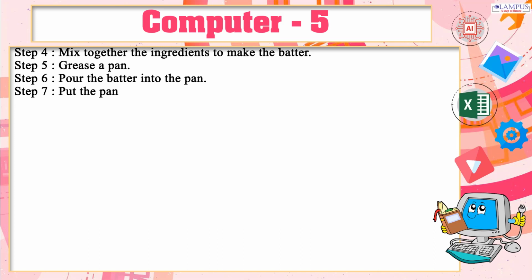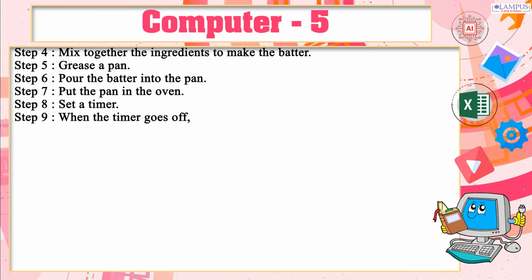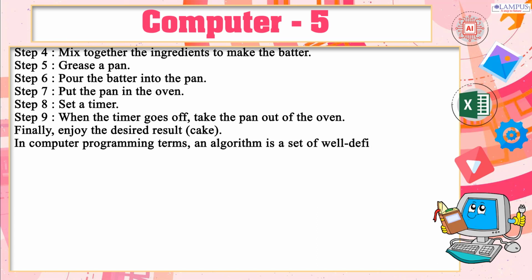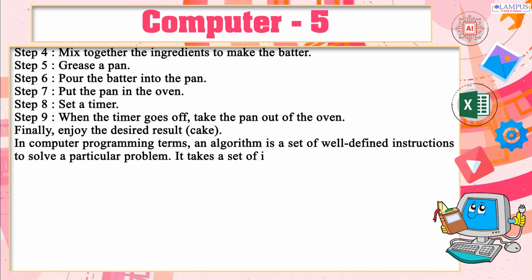Step 7. Put the pan in the oven. Step 8. Set a timer. Step 9. When the timer goes off, take the pan out of the oven. Finally, enjoy the desired result, cake. In computer programming terms, an algorithm is a set of well-defined instructions to solve a particular problem. It takes a set of input and produces a desired output.